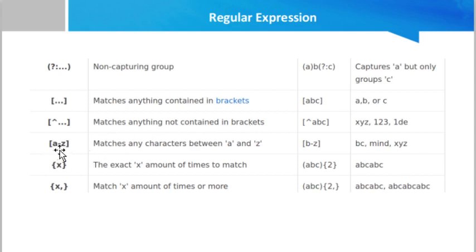A to Z, open bracket A to Z, matches any character between A to Z. This bracket X and then close the bracket, the exact X amount of times to match, okay. Then open bracket X comma close bracket, match X amount of times or more.